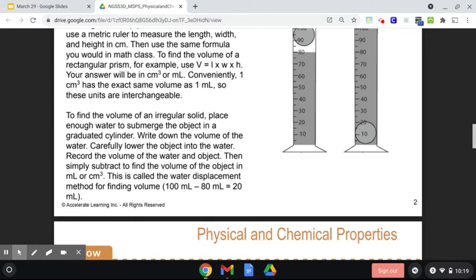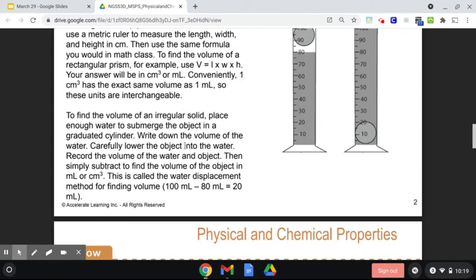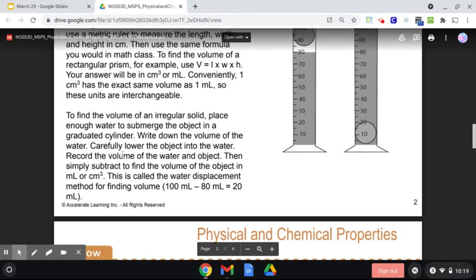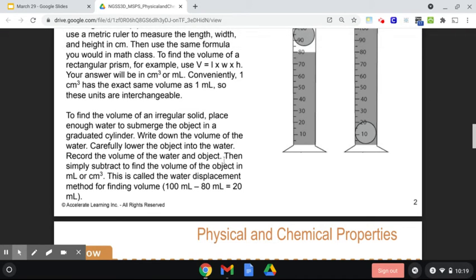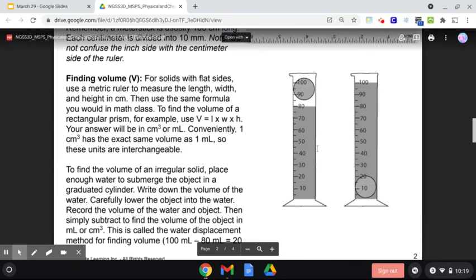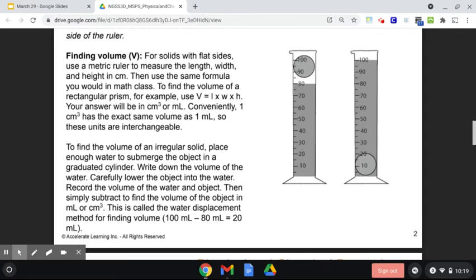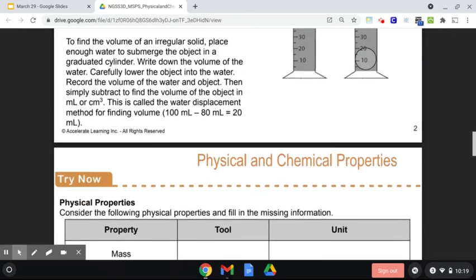To find the volume of an irregular solid, place enough water to submerge the object in a graduated cylinder. Write down the volume of the water. Carefully lower the object into the water. Record the volume of the water and object. Then simply subtract to get the volume of the object in milliliters or centimeters cubed. This is called the water displacement method for finding volume. So for example, 100 minus 80 equals 20. So the object would be 20 milliliters.